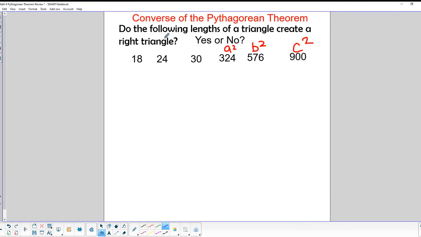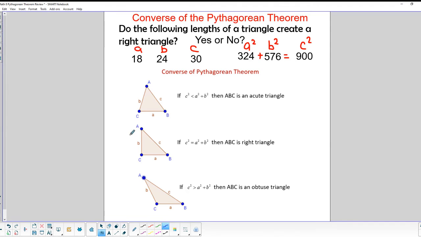Then we moved on to what we called the converse of the Pythagorean theorem, which basically said that if a squared plus b squared equals c squared, then this would be considered a right triangle. But what we didn't make clear was this: if a squared plus b squared is greater than c squared, then you have an acute triangle. Or if a squared plus b squared is less than c squared, you have an obtuse triangle. And I think there's one problem on the review today where you may be asked to determine if it's acute or obtuse. And if you can't do it this way, you can just look at the triangle and determine if it's acute or obtuse.